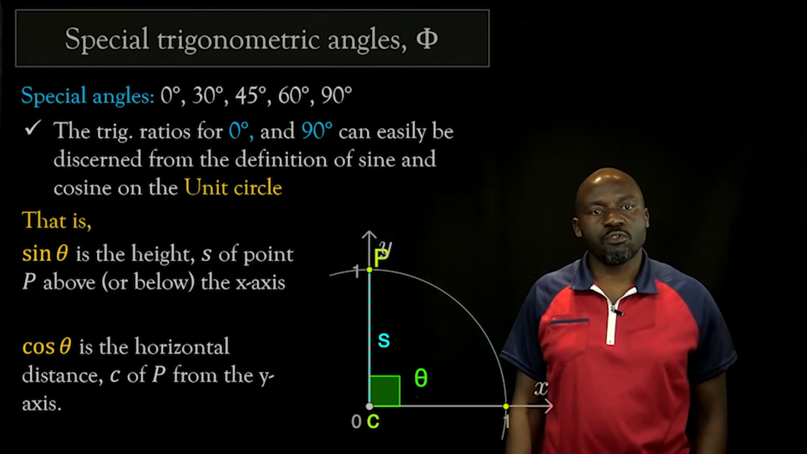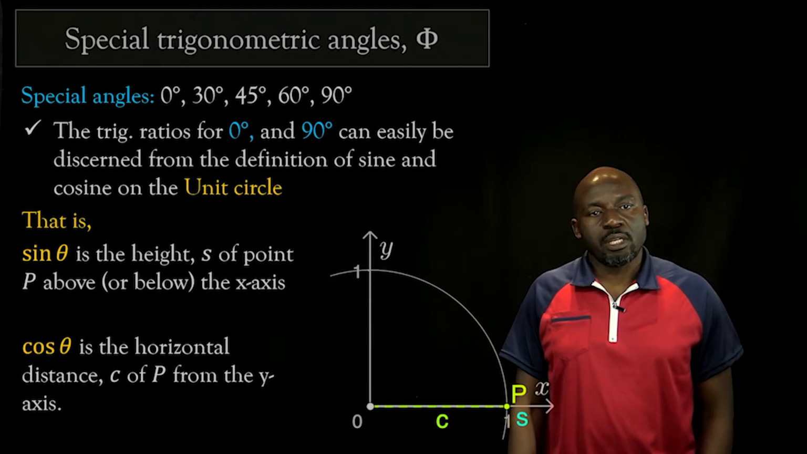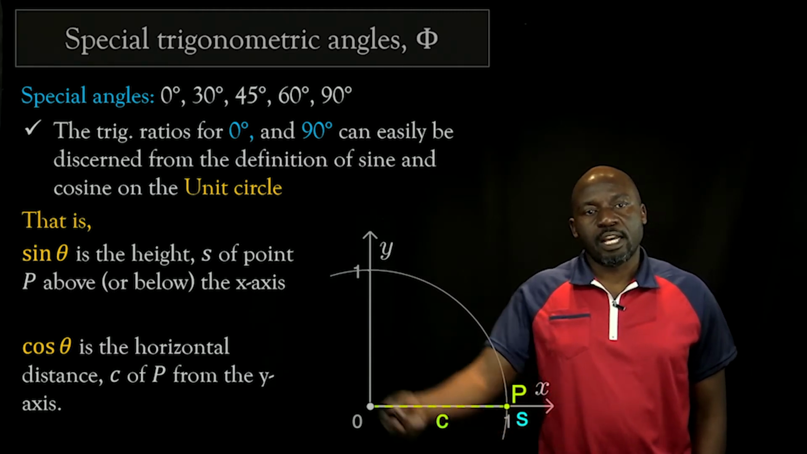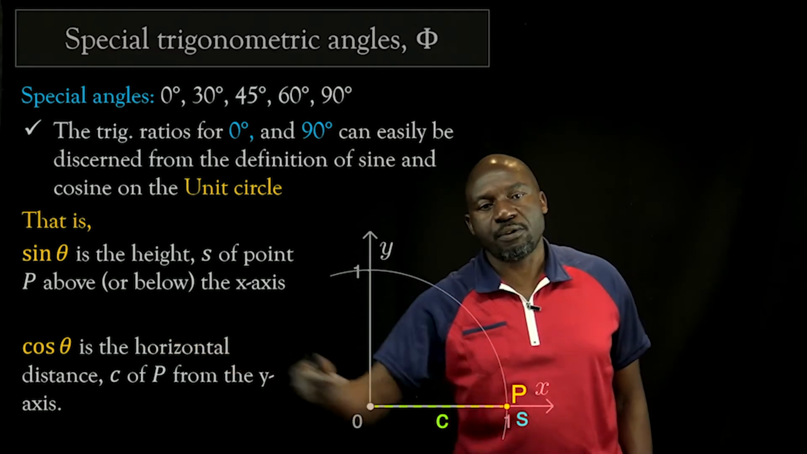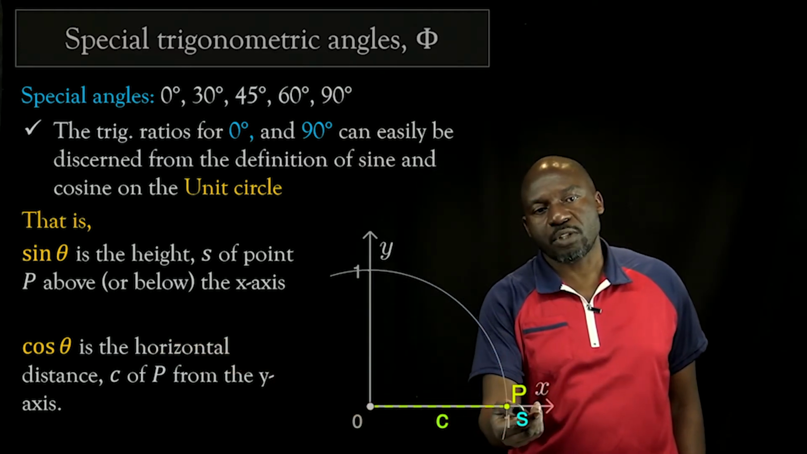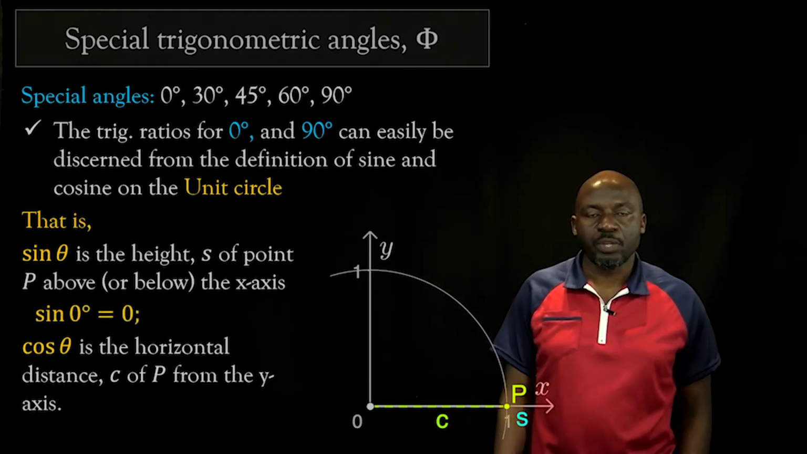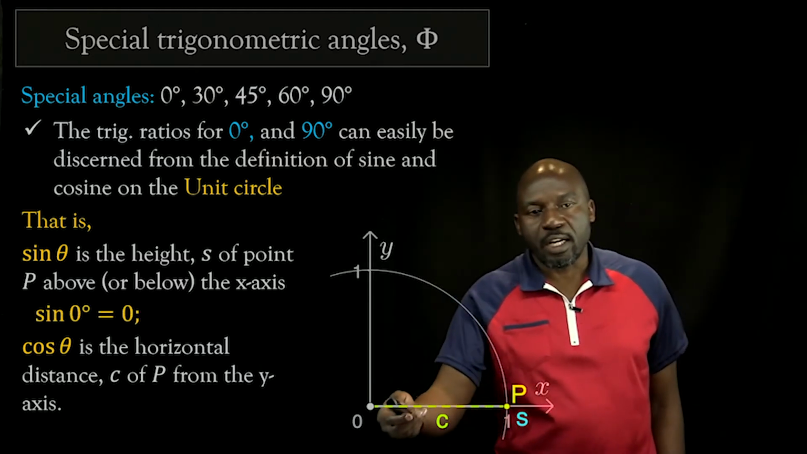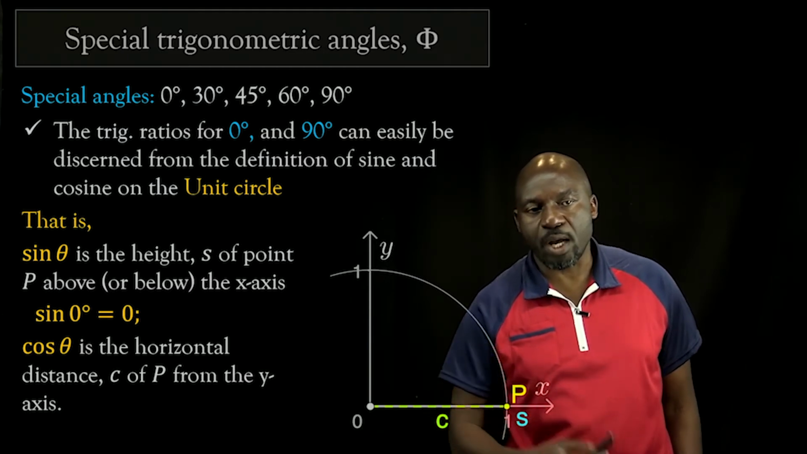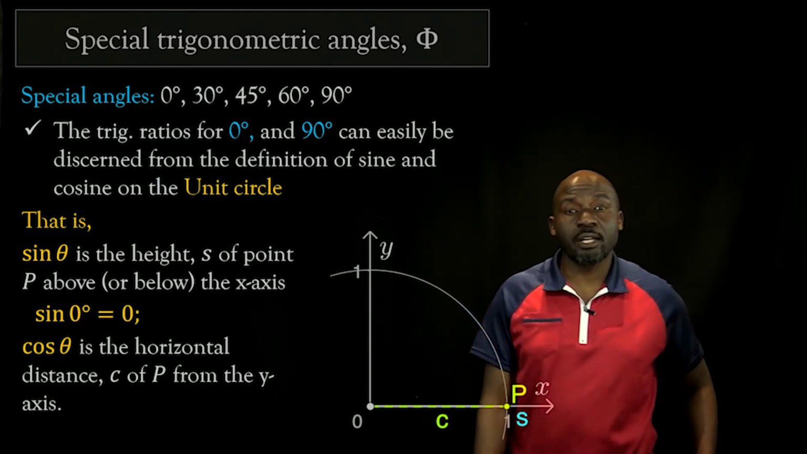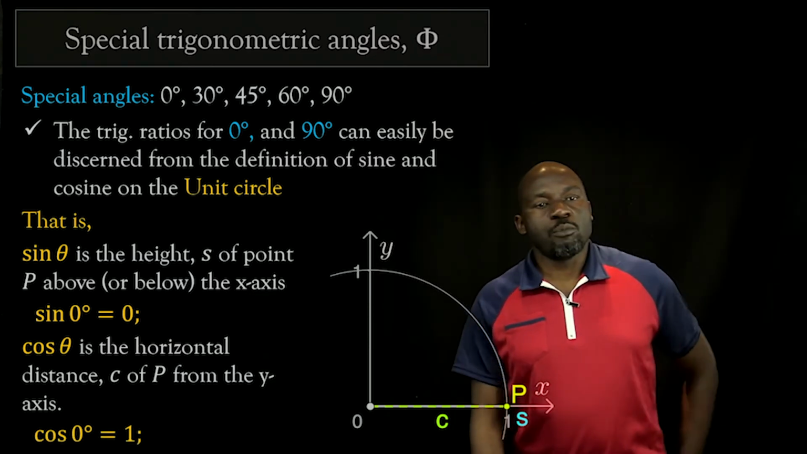All right, so let's just write that down. When P is on the x-axis, the angle is 0. So we can conclude that the sine of 0 must be 0 because now the height is 0. Similarly, the cosine of 0 is the length C there, which is a maximum at 1. So we can conclude that the cosine of 0 is 1. All right? We move ahead.